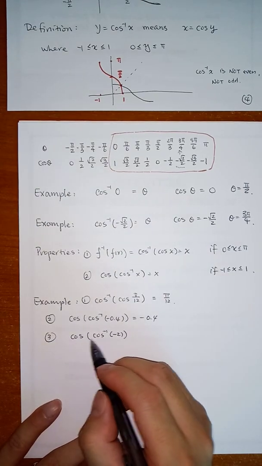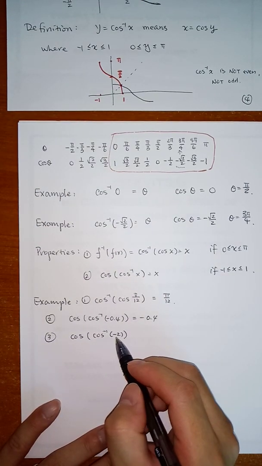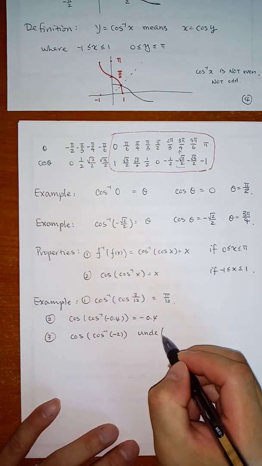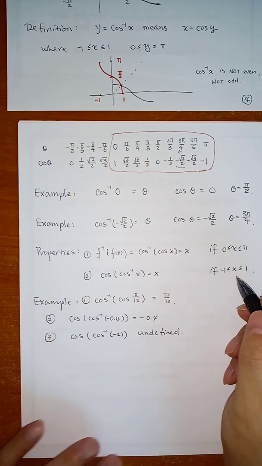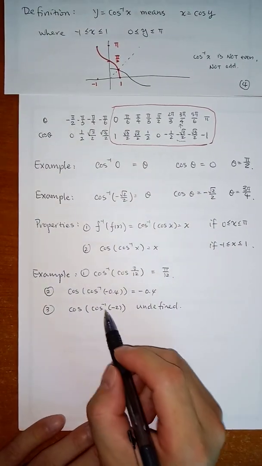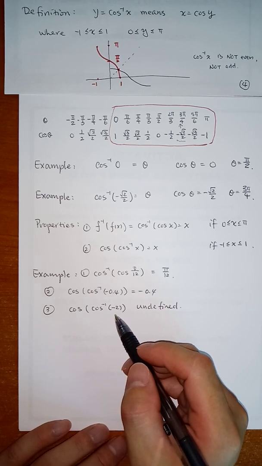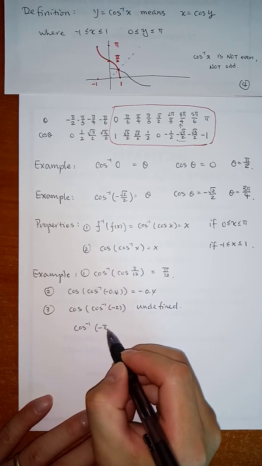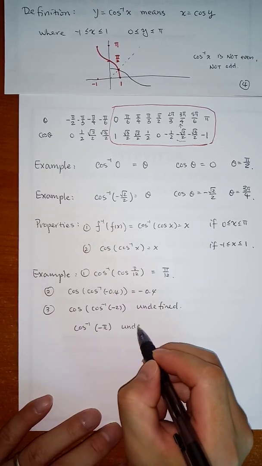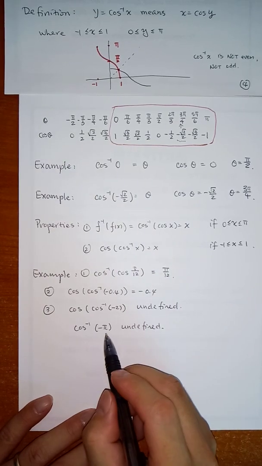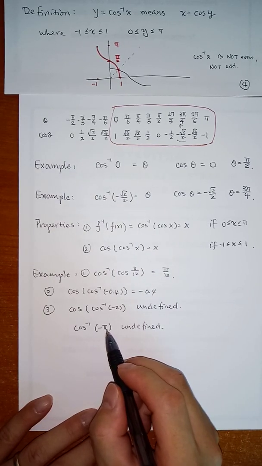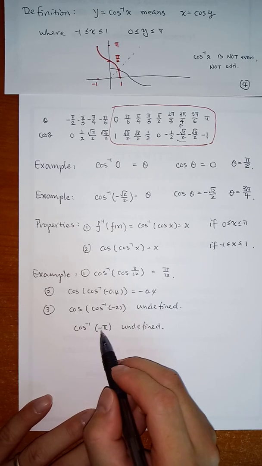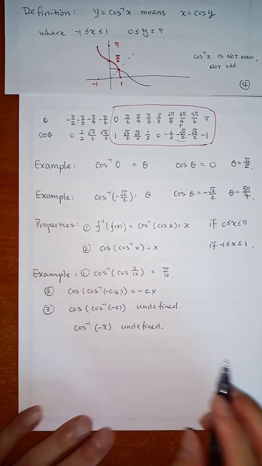If you see cosine inverse of negative 2, negative 2 is not inside the domain of cosine inverse, so this is undefined. Whenever I have cosine inverse of -2, -10, -pi, this is also undefined. Don't be fooled by this pi. Pi is about 3, so cosine inverse of -3 is never defined.